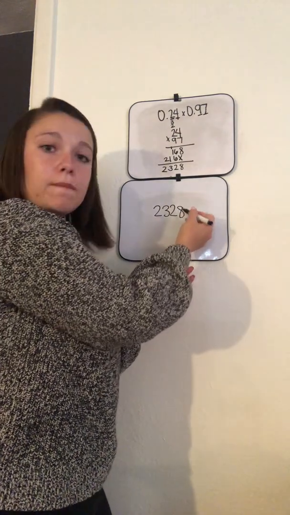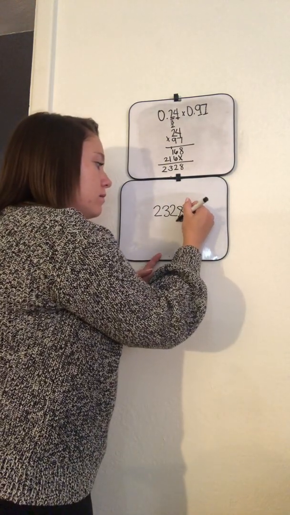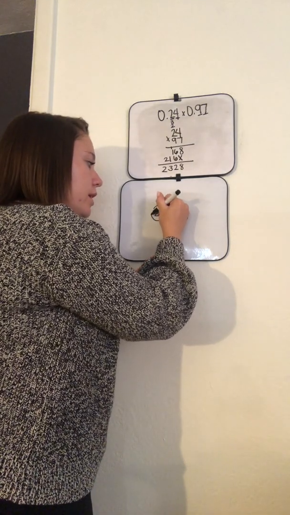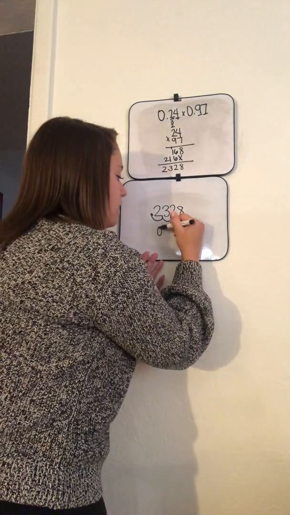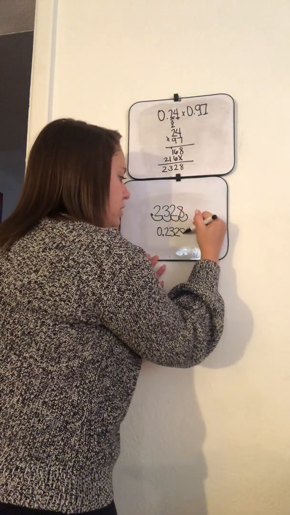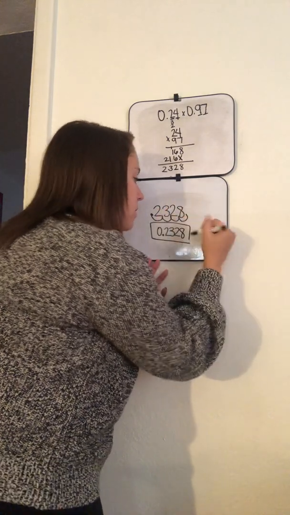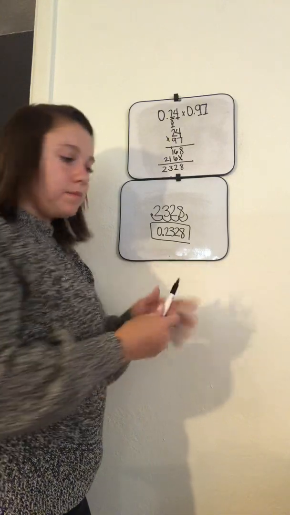So if we were to add the decimal point back into our answer, we would want to go from 4 numbers to the left. So we would go 1, 2, 3, 4. So our final answer would be 0.2328. This answer makes sense because this is less than 1.